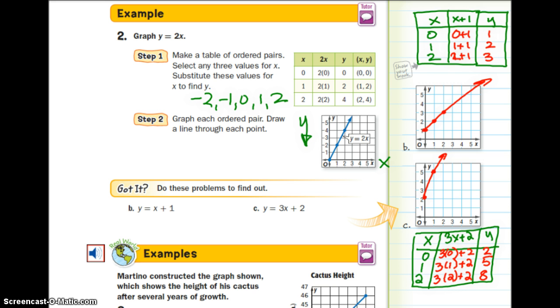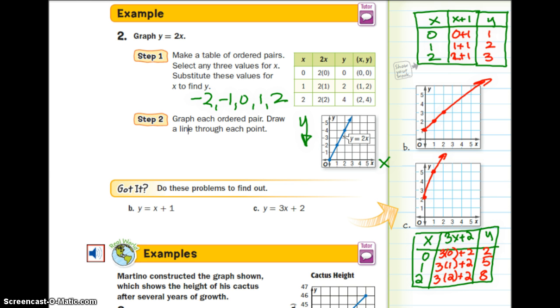0 plus 1 is 1, 1 plus 1 is 2, 2 plus 1 is 3. So our ordered pairs are 0, 1, 1, 2, and 2, 3. When I graph it, notice that it does not start at the origin. It does not start at 0, 0. All of these do not start at the origin, so do not try to make this line go down and fit here. Do not do that. That is wrong. Wherever it starts at 0 on the x, you find where it is on the y, and that's where you put your dot.